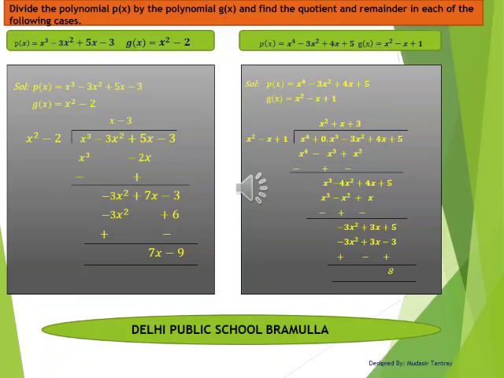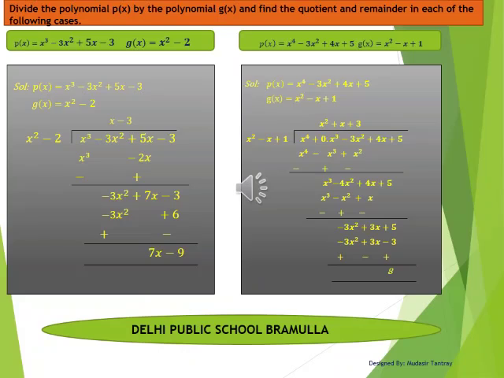Divide the polynomial p of x by the polynomial g of x and find the quotient and the remainder in each of the following cases. p of x is equal to x cubed minus 3x square plus 5x minus 3, and g of x is equal to x square minus 2. Solution. Here p of x is equal to this one and g of x is equal to x square minus 2.